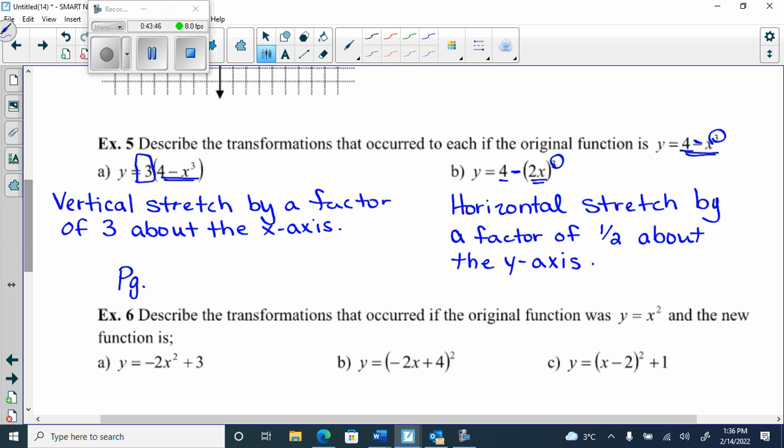Okay. So page 29. Number 5AB. 6. 7AC. And then 9.